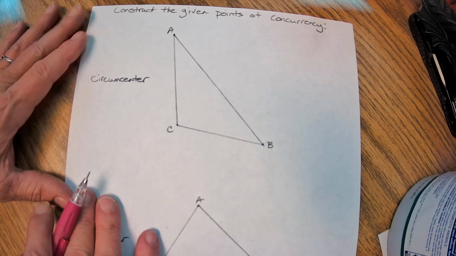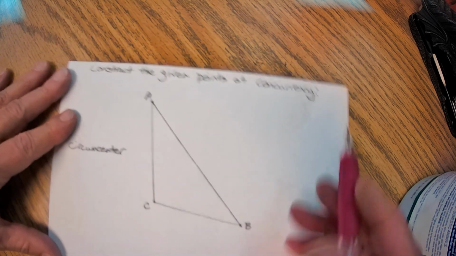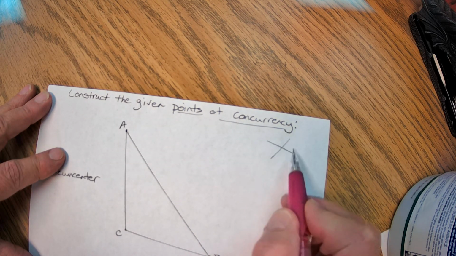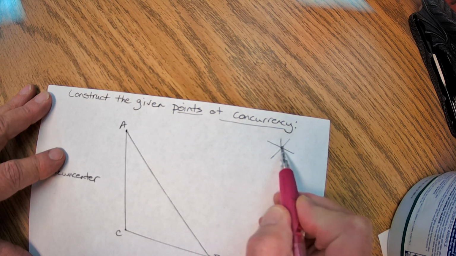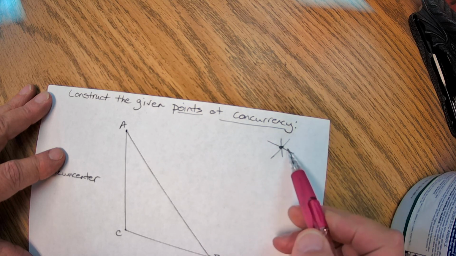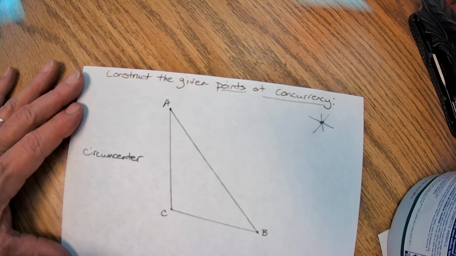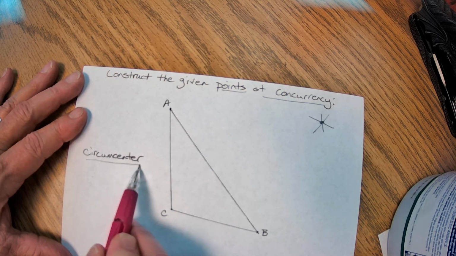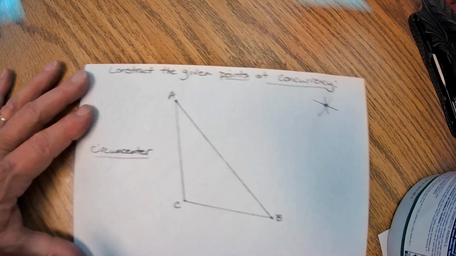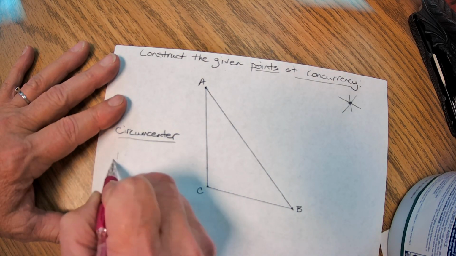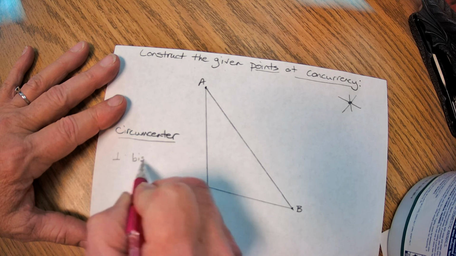First of all, a point of concurrency is where more than 2 lines meet. So 3 lines meet right here in this concurrency. The first one we're going to talk about is the circumcenter. And the circumcenter is found by constructing all the perpendicular bisectors of this triangle.